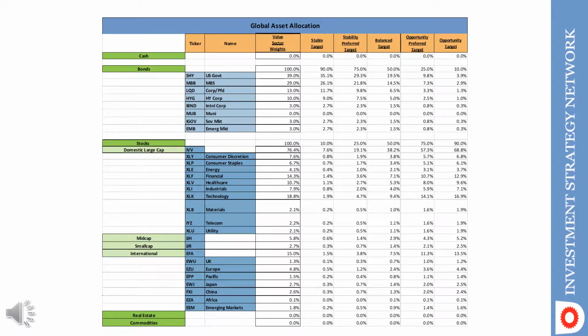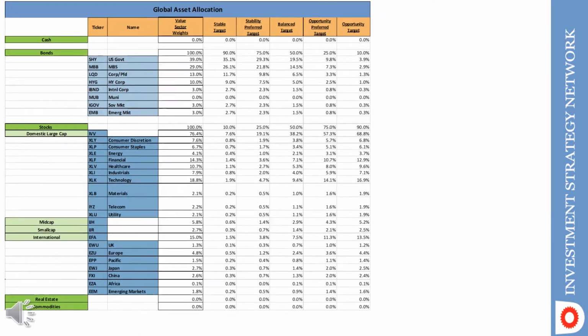Investment Strategy Network's global asset allocation is the broadest view of the world's markets. It includes every major part of the reasonably obtainable market universe. By reasonably obtainable, we mean that which is available to all investors without using special securities, contracts, or structures.